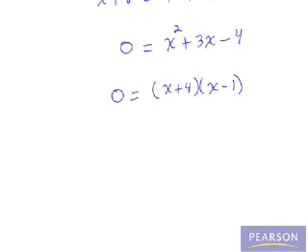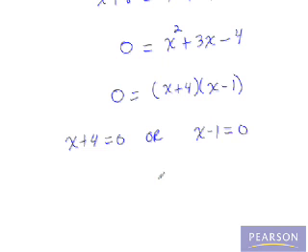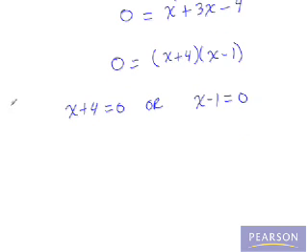We will set each factor equal to 0, so we have x plus 4 equals 0, or x minus 1 equals 0. And solving each of these, we get x can either be equal to negative 4 or x equals positive 1. There's our two possible solutions. We need to check our solutions because we have a radical in our problem with an even index.